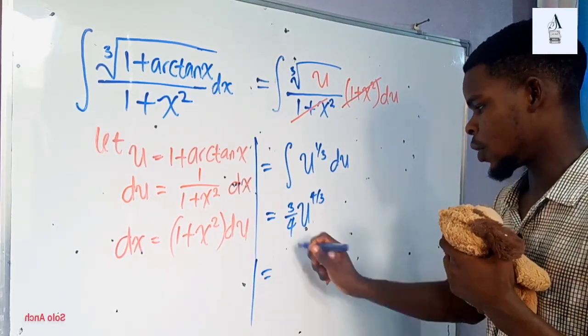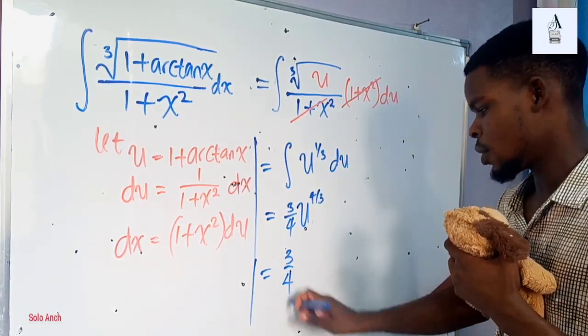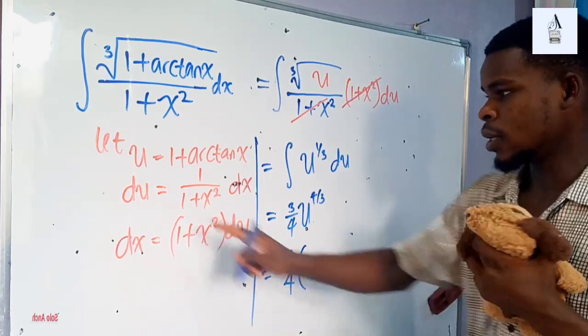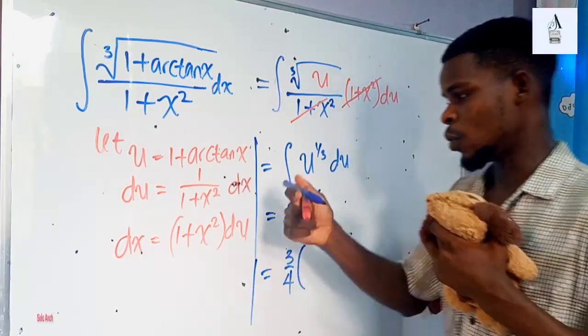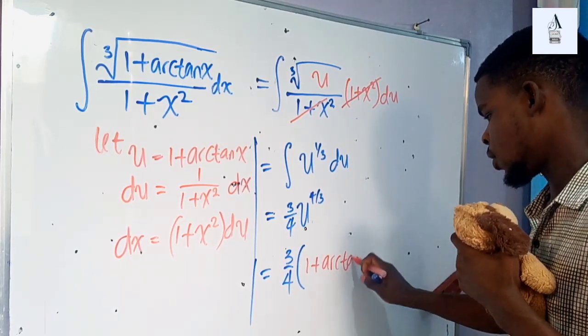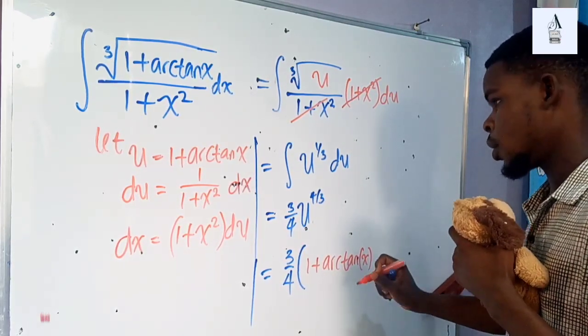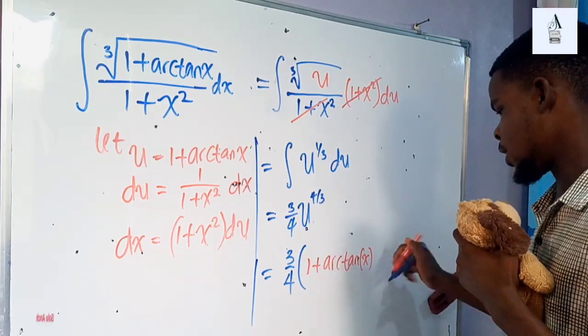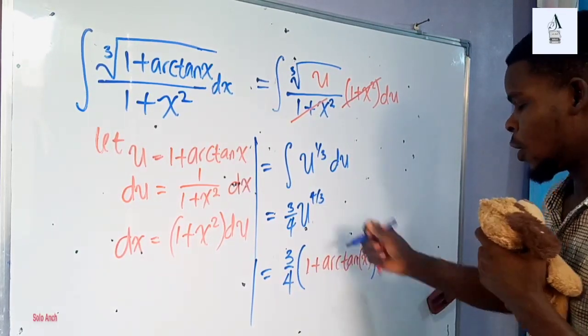This is going to become 3 over 4. Then in place of u, we need to get back to the original variable. That means we're going to put in 1 plus arctan of x, 1 plus arctan of x in place of u, and then we raise it to the power 4 over 3.